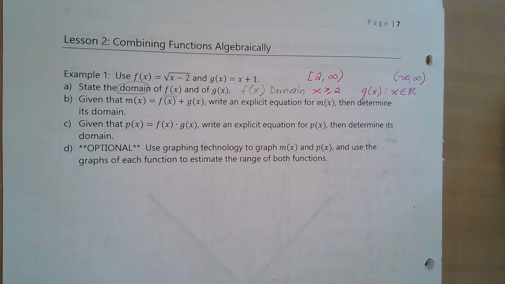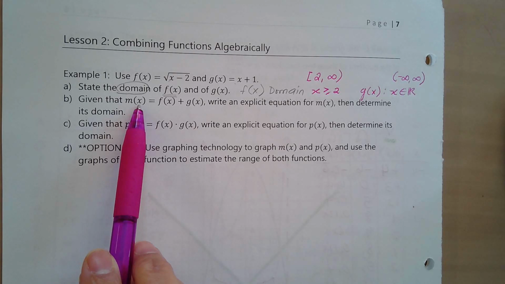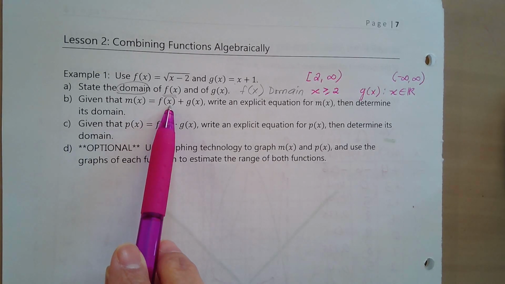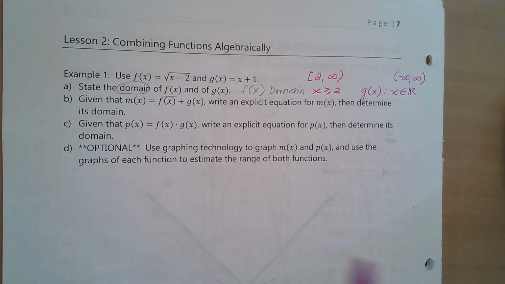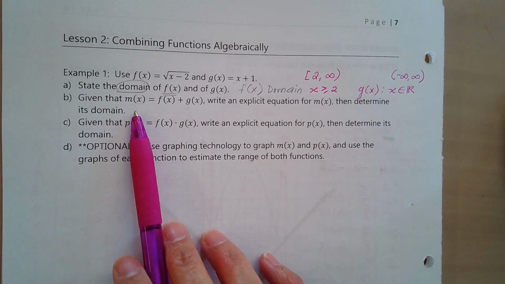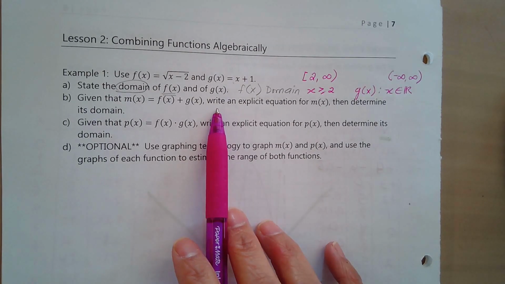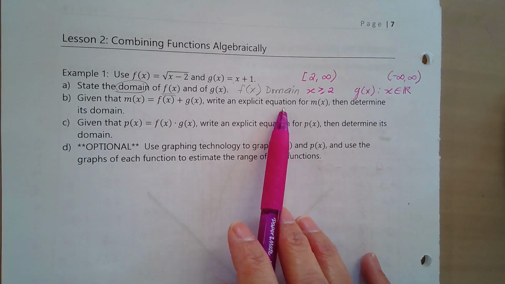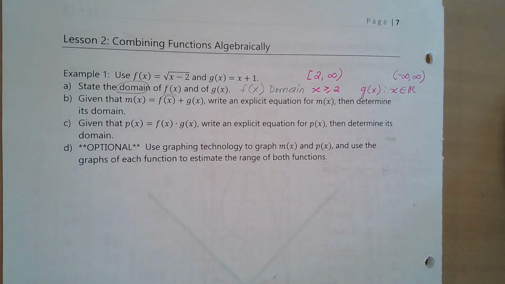Okay. So letter B, give m of x is equal to f of x plus g of x. So what's happening here is we're creating a new function, m of x, where it's basically combining f of x and g of x by adding them together. So write an explicit equation for m of x, then determine its domain.